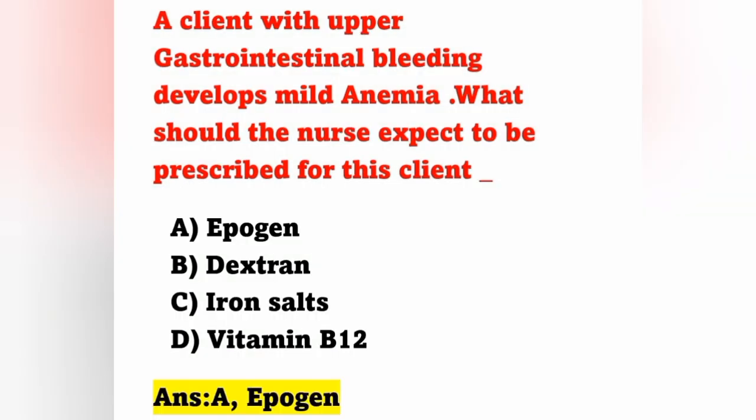Here the correct answer is option A, epogen. Epogen injection is mainly given to treat anemia. And the second option, dextran, is a plasma volume expander. And option D, vitamin B12. Vitamin B12 is mainly given in case of pernicious anemia. It is a vitamin supplement. Here the doctor will give epogen for the patient. It mainly helps to treat the anemia. Option A is the correct answer. Move on to the next question.